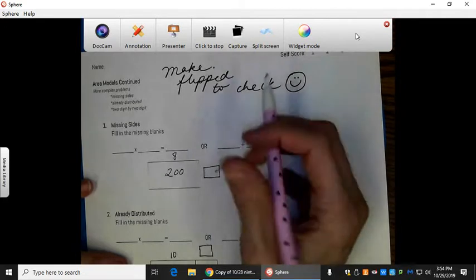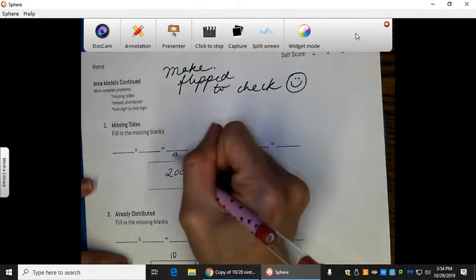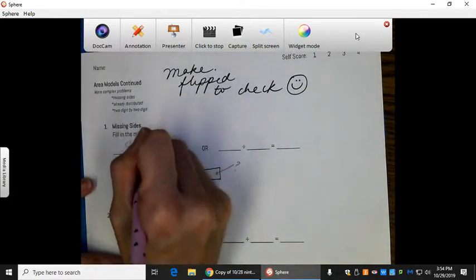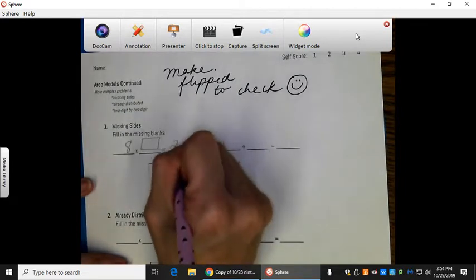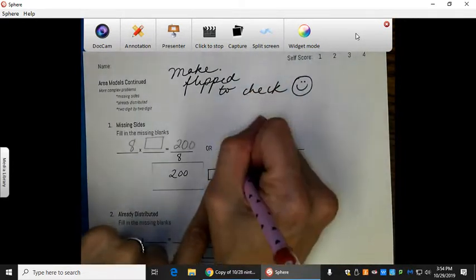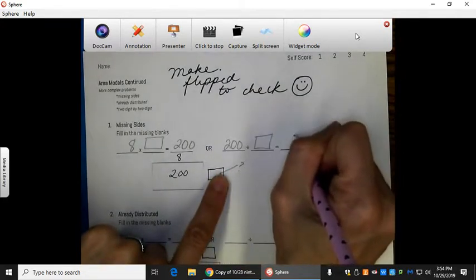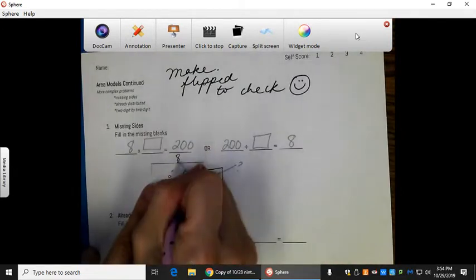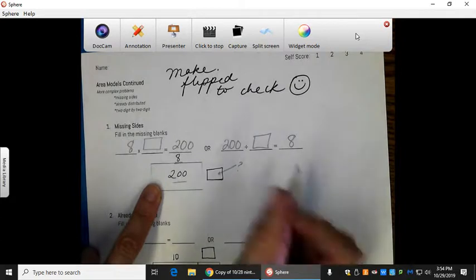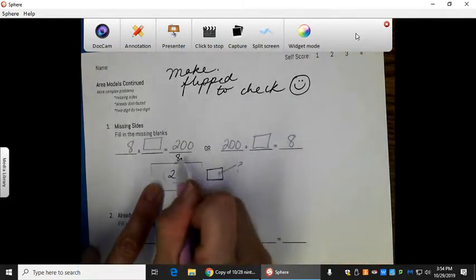Okay, so when we have this kind of problem, we have to think, okay, something times 8 is 200. So look, I know this. 8 times something is 200. Or another way to say it is 200 divided by something is 8. So I know the factor is 8 and something, and this is the product. Or if I read it backwards like division, 200 divided by something gets me 8.